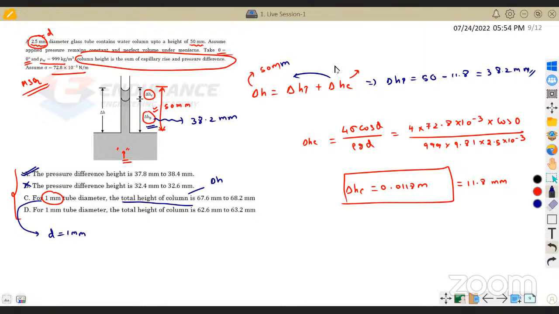H is inversely proportional to D. Which H is inversely proportional to diameter? Not both the H's are inversely proportional to diameter. This H, that is delta HP, depends only on the pressure in this fluid which is flowing. It doesn't depend on the diameter at all. In the total height, this delta hp depends only on the pressure.